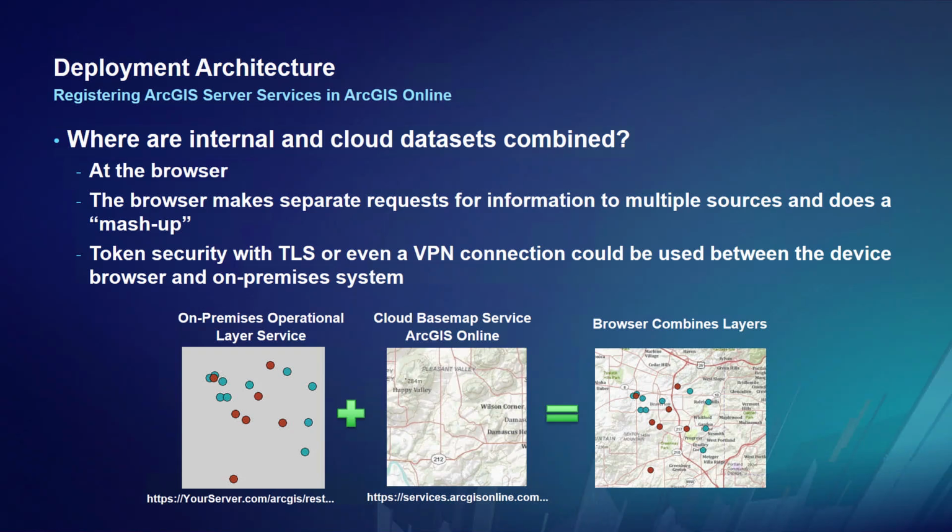So in other words, the internal and cloud data sets are combined at the browser, and the browser makes separate requests for each to these different sources and does a mashup of that information. Token security with TLS, formerly known as SSL, or even a VPN connection could be used between the device browser and on-premise system.